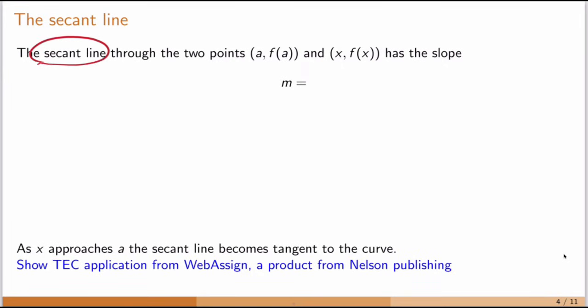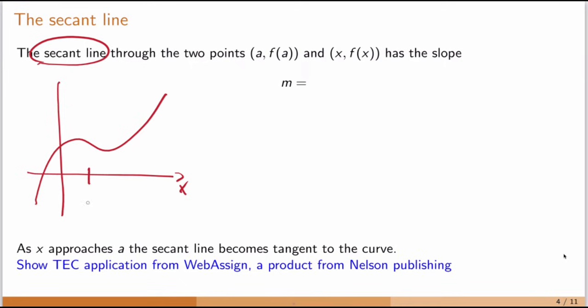So let's look at this graphically, and I draw an arbitrary curve. So here's the x-coordinate and here's a curve. And then I choose 2 points. I choose a point a and I choose a point x. And then the function value at a is f of a, which is here, and the function value at x is f of x, which is here. And then I draw a straight line through the points (a, f(a)) and (x, f(x)), which then is the secant line.